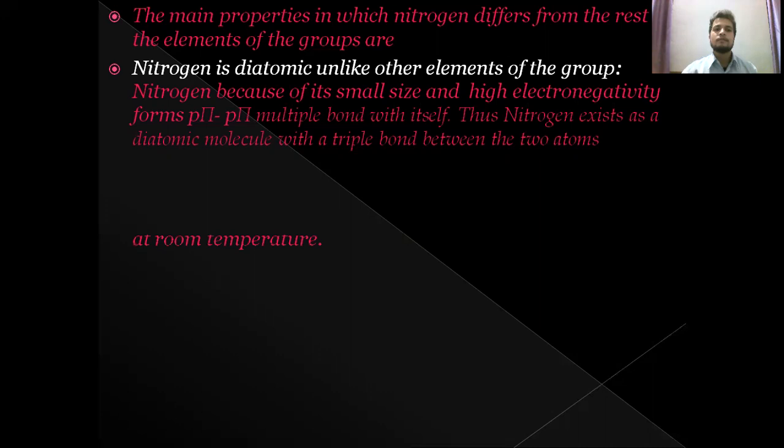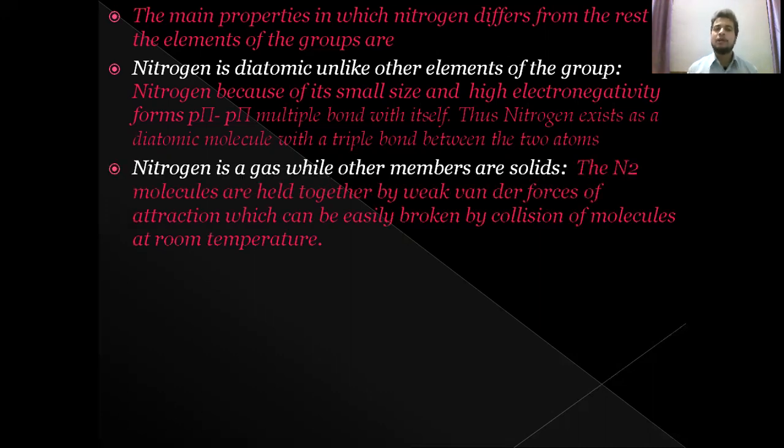The other one is that nitrogen is the only element which exists as a gas. The rest will not. Why? Since nitrogen exists as N2, these N2 molecules are held to one another by weak van der Waals forces. These weak van der Waals forces can be easily overcome by collision of molecules at room temperature. At room temperature, they easily collide, break their intermolecular force, and hence exist freely as a gas. Whereas for the rest of the elements, their van der Waals forces are strong and make them exist as solids, like P4, or phosphorus, which is a solid.